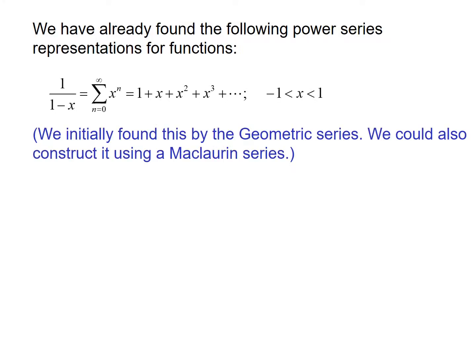So here are some that we already know. 1 over 1 minus x we found by the geometric series, so we're multiplying by x, which would be our common ratio. Our initial term is 1, so this adds up to a over 1 minus r. The initial term a is 1, common ratio r is x, so this is 1 over 1 minus x. So the function 1 over 1 minus x is equal to the sum of x to the n.